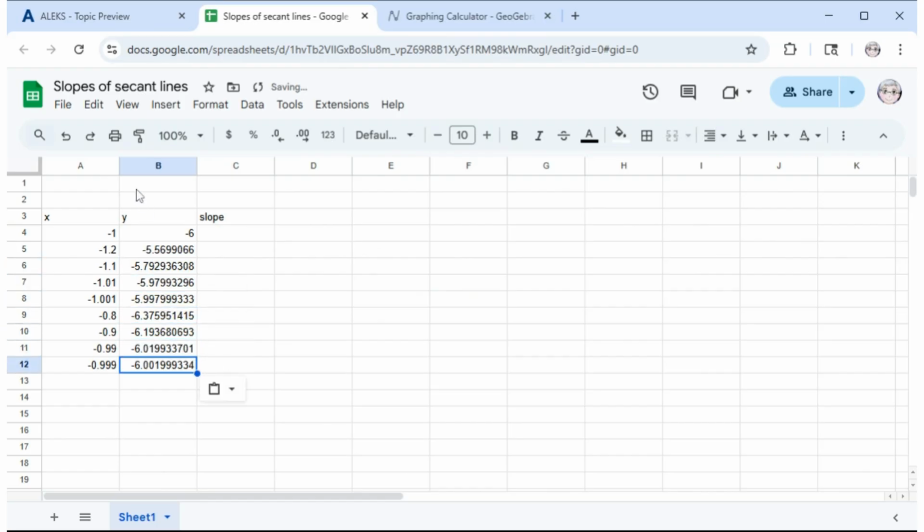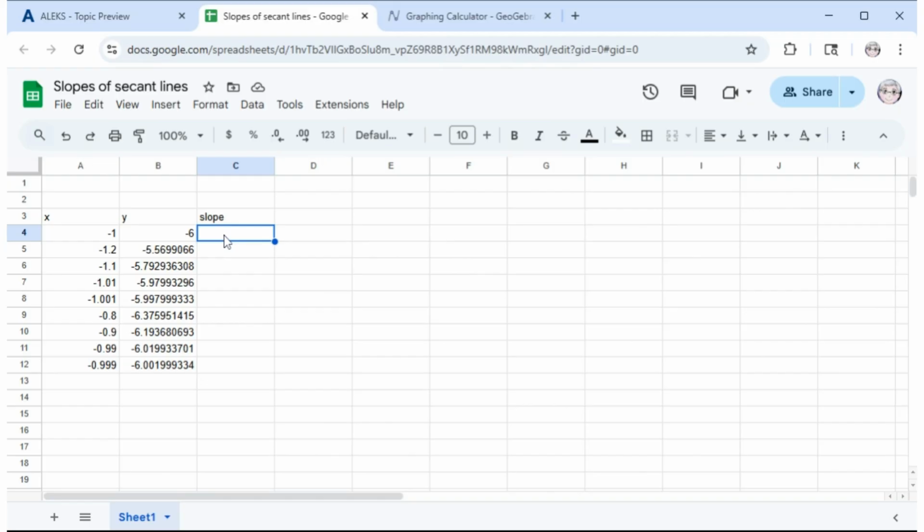All right, so now we've got all our values, and you can see starting at -1.2, we're at -5.5, then -5.79, then -5.9. We get really close to -6. The other way, we start at -0.8, we're at -6.3, then down to -6.19, then -6.01, then really, really close to -6. So we're definitely doing it right. We're approaching closer and closer to that -6. The only thing we have to do now is calculate the slopes at these places.